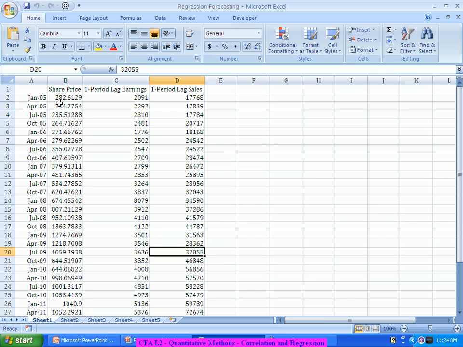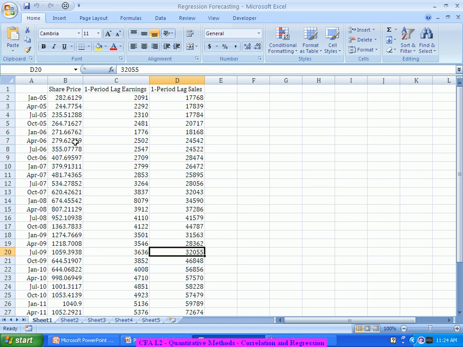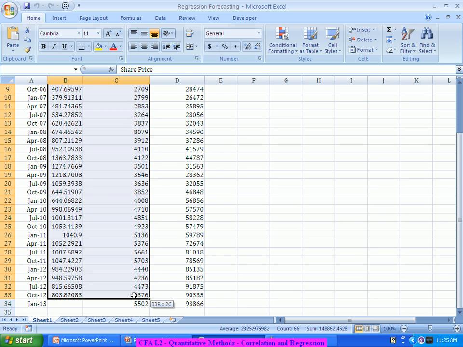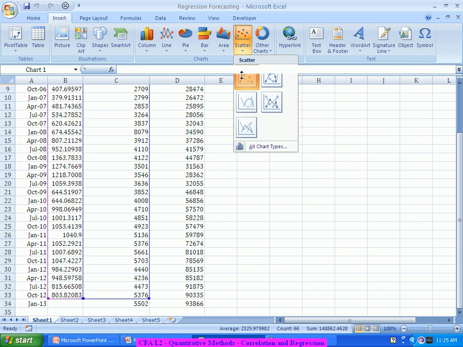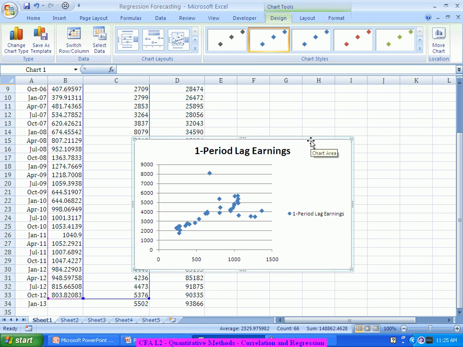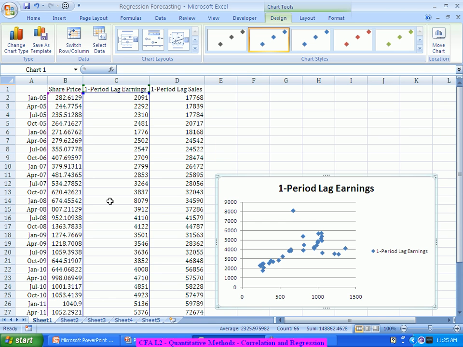Let's say here I am taking data items right from Jan 05 till Jan 13, the quarterly share price of a company versus the earnings of that company. 1 year, 1 period lag, 1 quarter lag earnings. So I would like to do a scatter plot between these two data items. Now doing a scatter plot is giving a relationship between the X value, which is the share price, and the Y value, which is the lag.